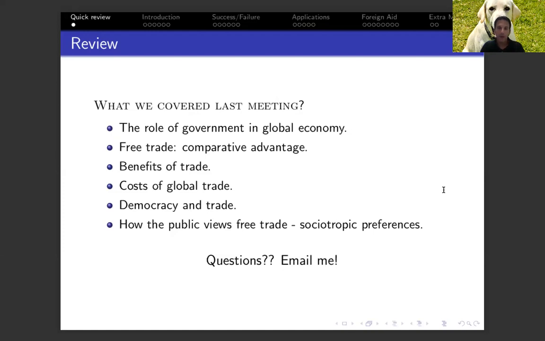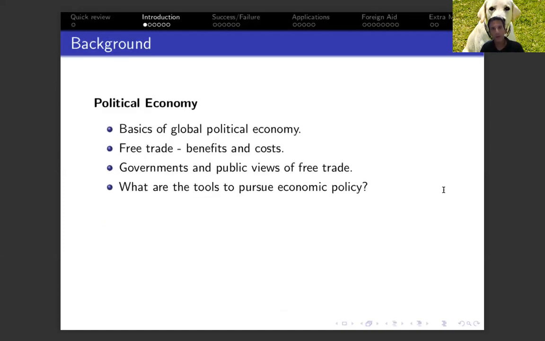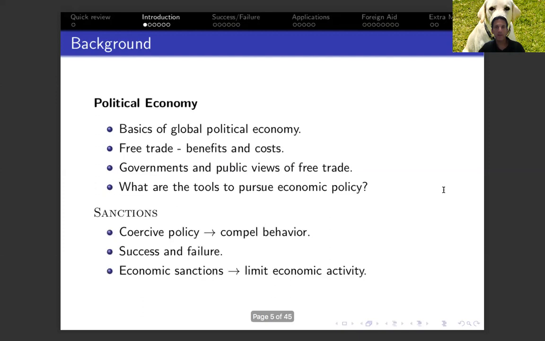So on Tuesday, as I said, we talked about the foundations of the political economy, the benefits as well as the costs of free trade, incentives for the government to pursue trade, and how the public views that. Now I want to shift gears and focus on the policy part of this topic and discuss two of the main tools of what can be viewed as economic statecraft, which are sanctions and foreign aid. So let's start with sanctions.